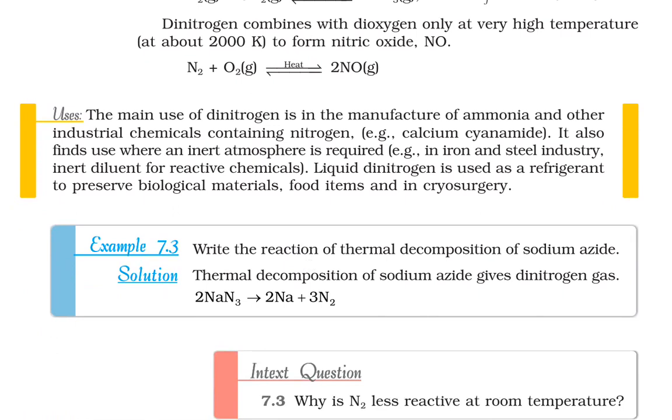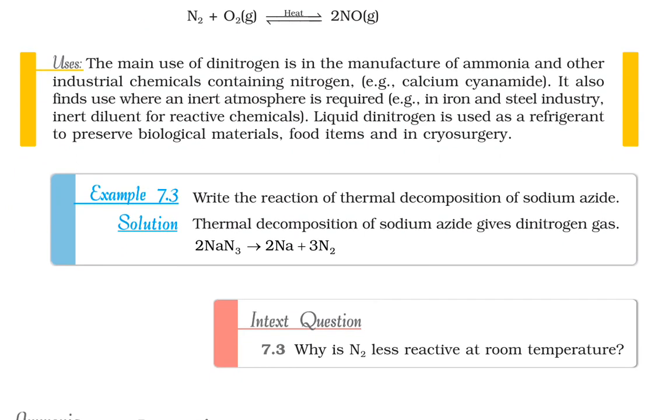The uses of dinitrogen are given. The main use of dinitrogen is in manufacture of ammonia and other industrial chemicals containing nitrogen, for example, calcium cyanamide. It also finds use where an inert atmosphere is required, for example, in iron and steel industry, as inert diluent for reactive chemicals. Liquid dinitrogen is used as a refrigerant to preserve biological materials, food items, and in cryosurgery. You must have noticed that in chips packets also the nitrogen gas is present to prevent the oxidation of the fat present in it.